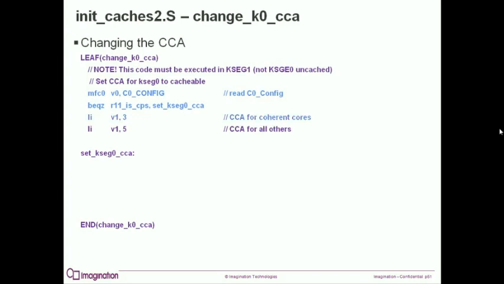If it is set, it falls through the branch and stores the CCA value for the coherent cores into V1 and continues to the setting of the config register code. The value of V1 is inserted into bits 0 through 3 of the stored value of the configuration register and then written to that register. The code uses a JRHB instruction that will clear the hazard barrier and make sure that the configuration register write has been completed and then jump back to the calling function.